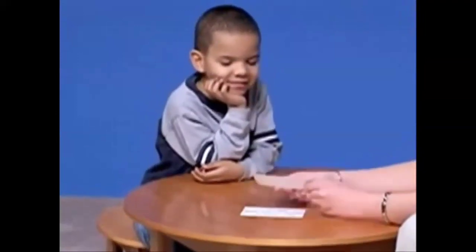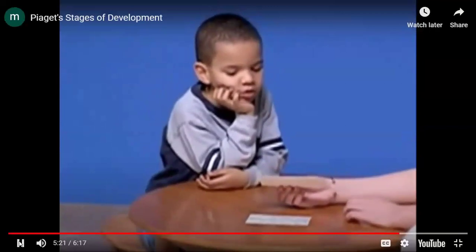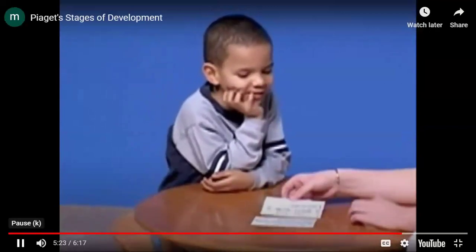It says, if you hit a glass with a hammer, the glass will break. And then this one says, Dawn hit a glass with a hammer. I knew that too.